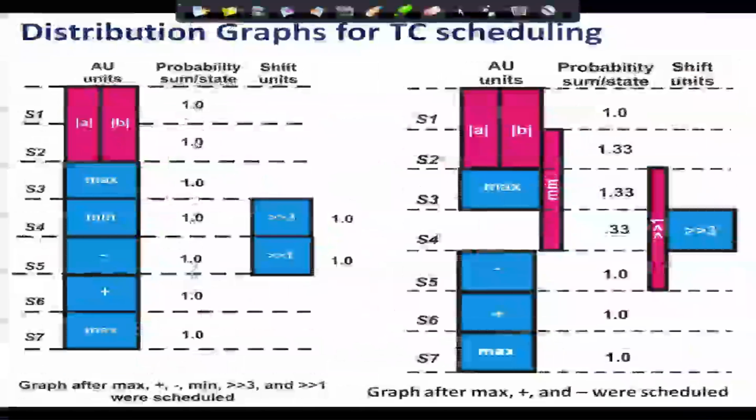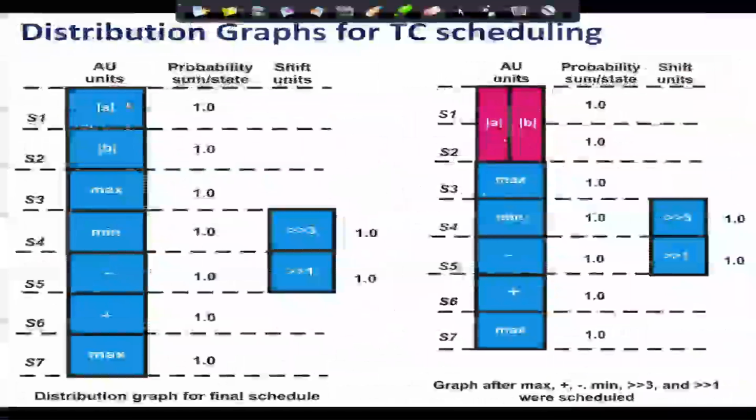A and B now. So, this was after max plus minus were scheduled, I got this. So, max is put in S3, min comes in S4, and A and B. Now, what is the situation here? It was 1.33 here. As soon as mean is scheduled here, both of these become 1. All right. Now, I can schedule them in any one of these. Okay. So, and this shifting I can schedule anywhere.